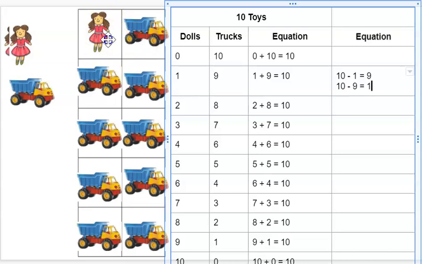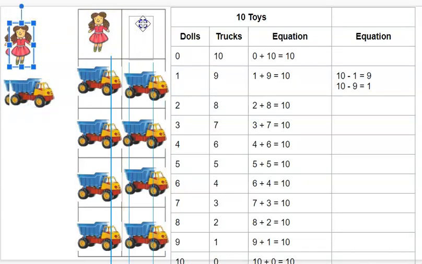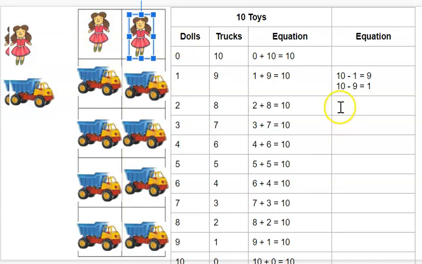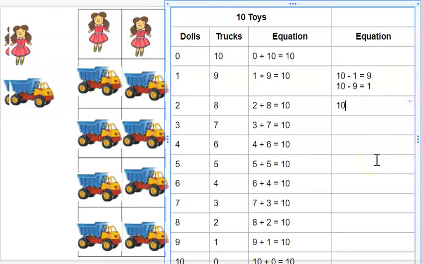I know that this time I used 2 dolls, right? So I had a total of 10. That was my sum last time, right? That's how many I had all together. And I know if I subtract the 8 trucks, how many dolls do I have? That's right, I have 2. Now, do you notice how I used the same numbers? I used the 2 add-ins and that sum to make my subtraction.